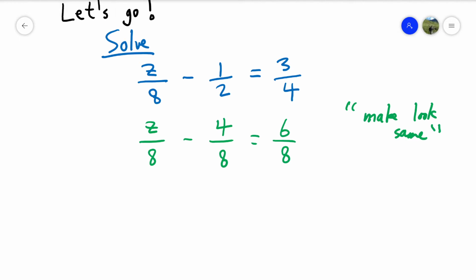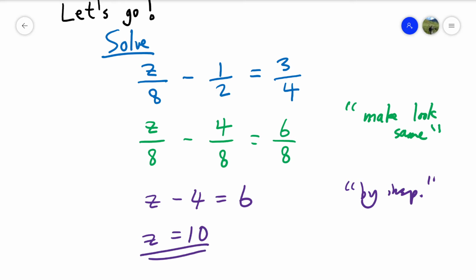And then that means I can then use, I'll change colour, by inspection. By inspection, if I've got those fractions, the top bits must be true. Otherwise, the whole thing doesn't work. In which case, what's z? Well, z is obviously equal to 10, because 10 minus 4 is 6. And I think that's a legitimate way of answering this question.